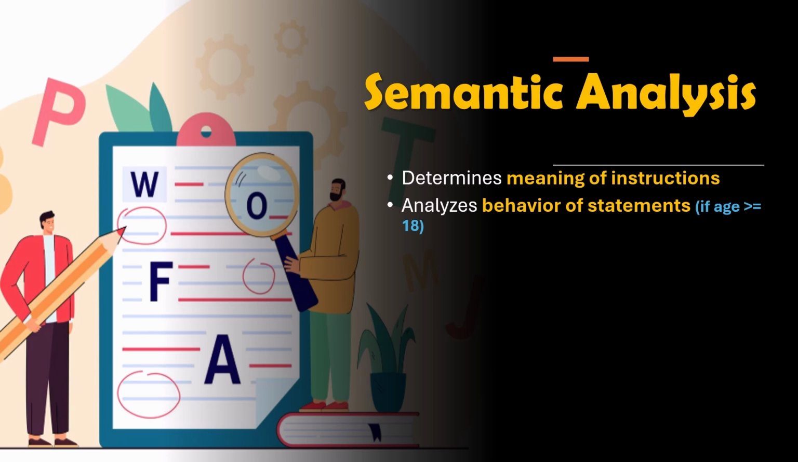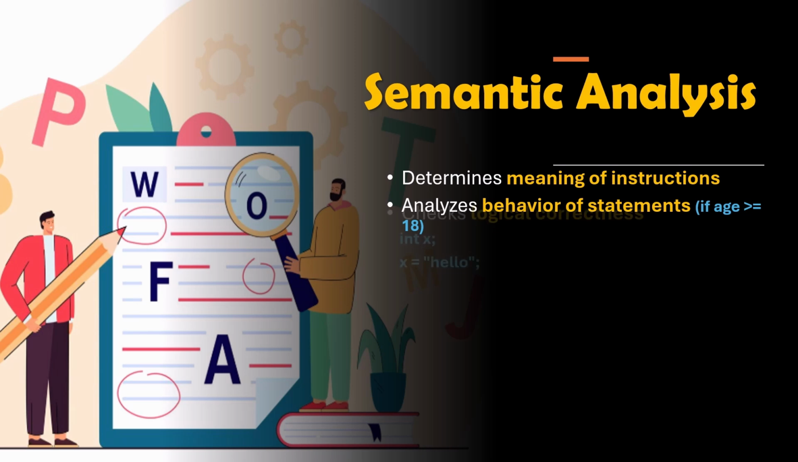Another important role is to analyze the behavior of the statements. Semantic analysis studies how instructions behave during execution. For example, if we have a statement like age > 18, semantic analysis understands that this condition controls the decision-making behavior, while the execution depends on whether the condition is true or false. It also helps to identify how loops, conditions, and function calls affect the program flow.